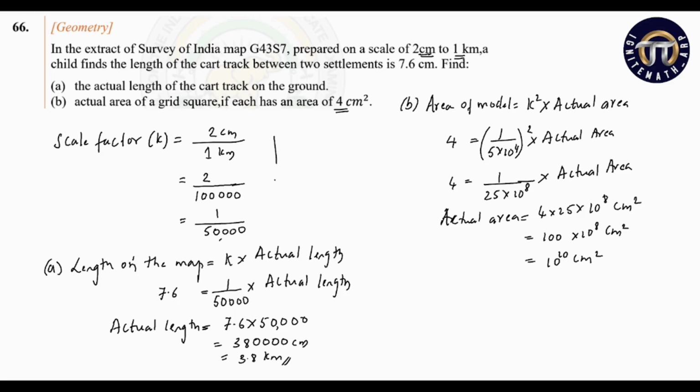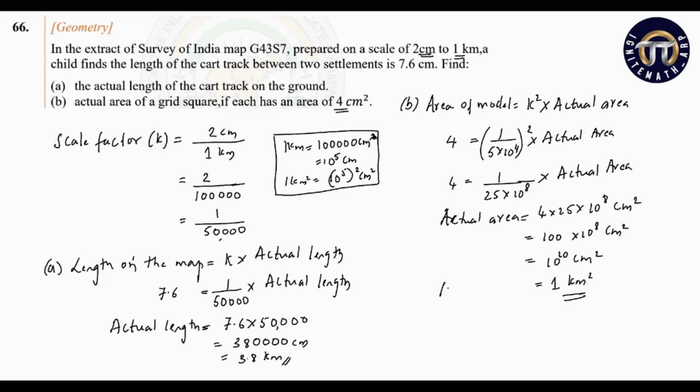You must know this conversion, children: 1 kilometer is equal to 10 to the power of 5 centimeter. So 1 kilometer square is equal to 10 to the power of 5 into 2 centimeter square, which means 10 to the power of 10. So I can write this as 1 kilometer square. That is going to be the actual area of the grid. Clear, children? I can write this as 1 kilometer square.